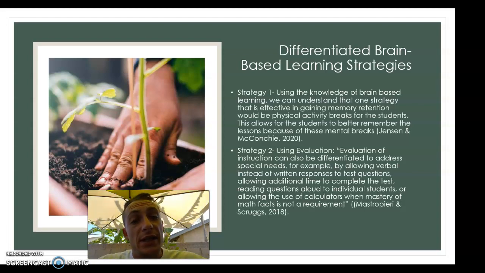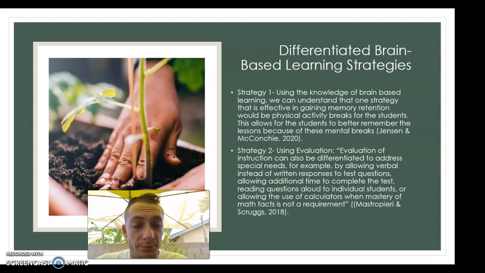Strategy 2, using evaluation. Evaluation of instruction can also be differentiated to address special needs. For example, by allowing verbal instead of written responses to test questions, allowing additional time to complete the test, reading questions aloud to individual students, or allowing the use of calculators when mastery of math facts is not a requirement. Mastropieri and Scruggs, 2018.